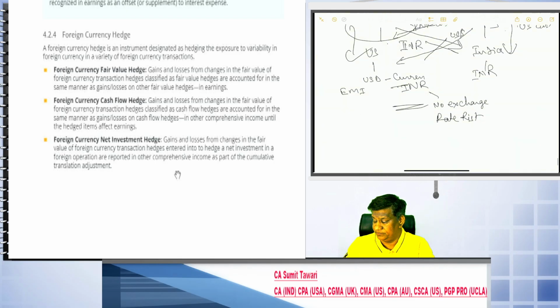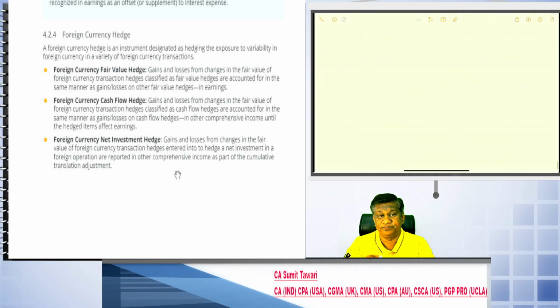Anyone has any doubt? Okay. So foreign currency fair value hedge: gains and losses from the changes in the fair value of the foreign currency transaction hedge classified as a fair value hedge are accounted for in the same manner as gain and loss in the fair value hedge in the earnings. Okay, so that we will see.